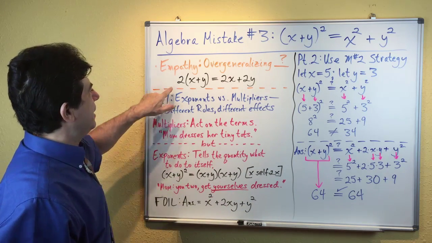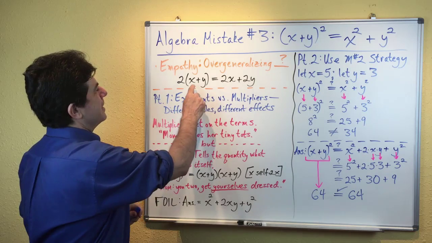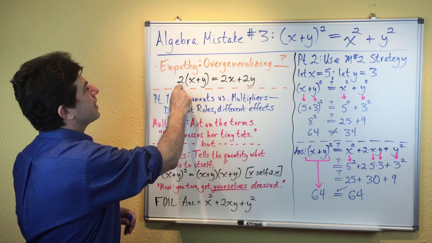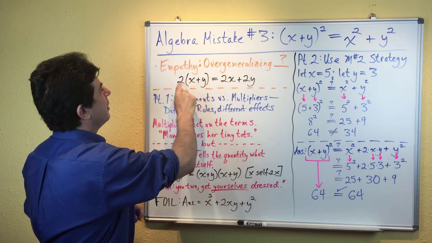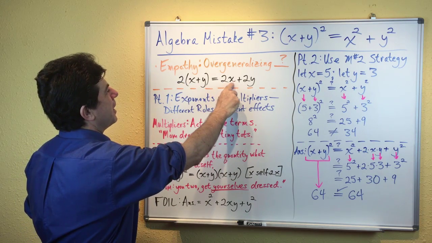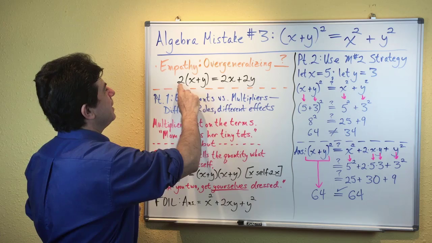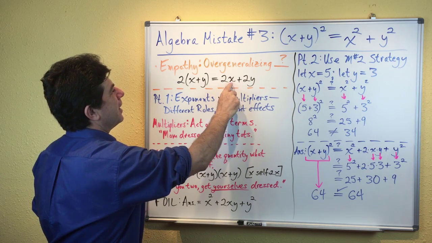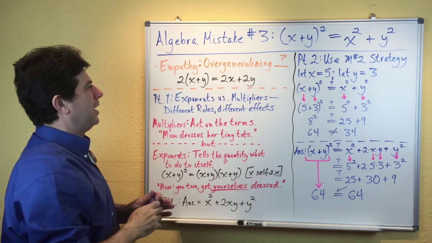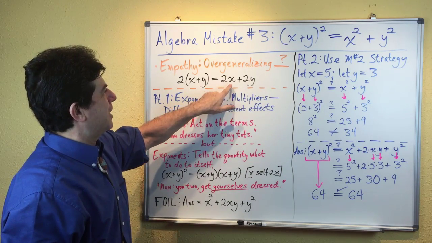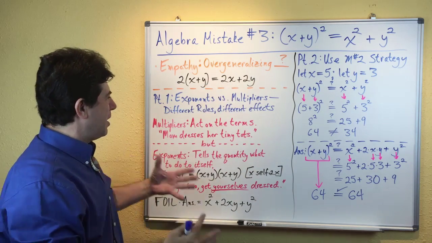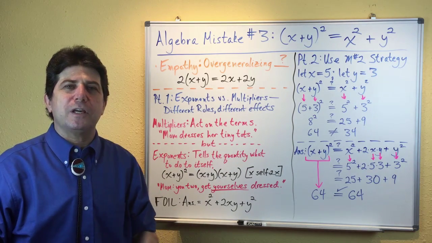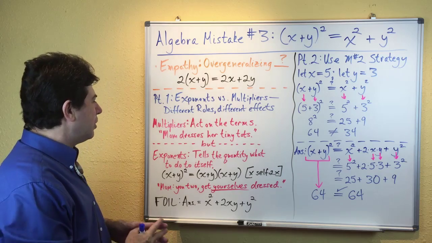So we could think in this situation that in a sense x and y are kind of like the tiny tots and 2 is like the mom. So mom comes along, the 2 comes along and dresses tot x, and then mom again comes along and dresses tot y. So mom has affected tot x and tot y, and that's why mom is next to tot x and tot y. So mom has acted on both terms, and that's how you can think of a multiplier working.